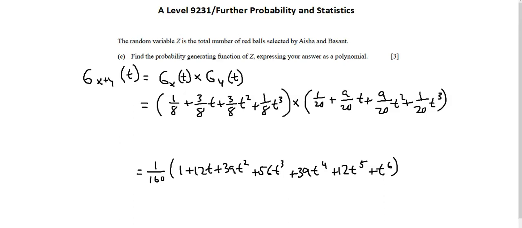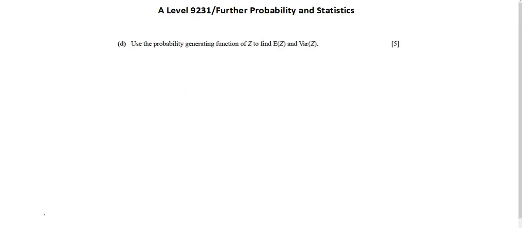And let's finish up with requirement D. D, use the probability generating function of z to find the expectation of z and the variance of z. I'm going to set up a probability distribution table using the probability generating function from part C. I'll pause and post that on the screen.